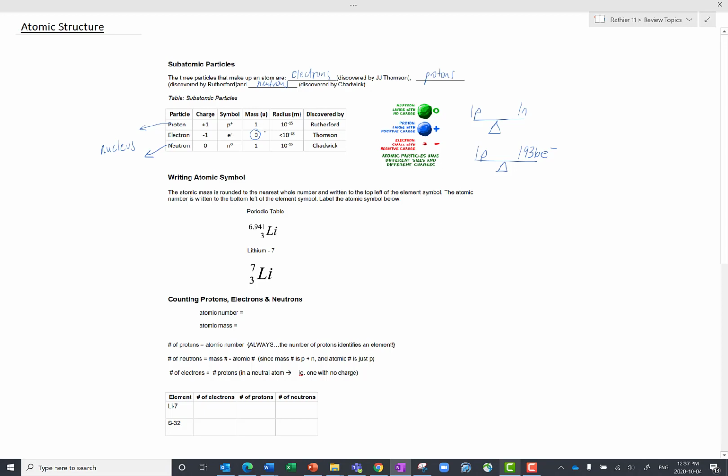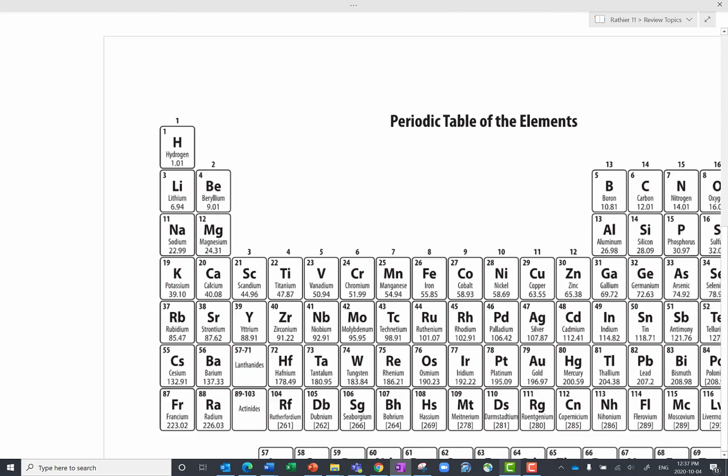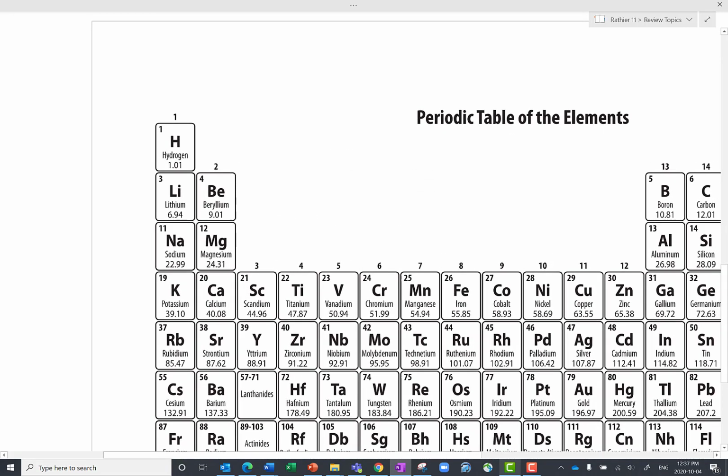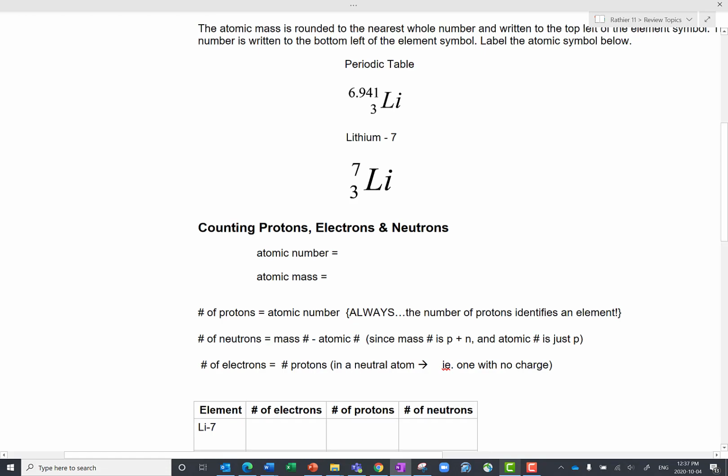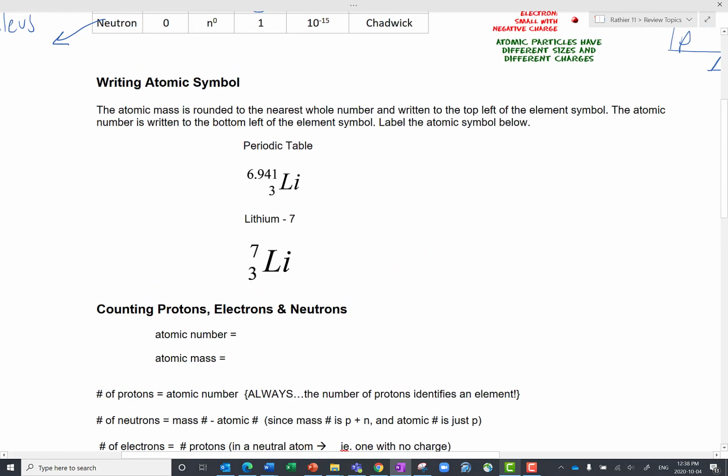So how do we know how many of these protons, electrons, and neutrons there are in a given atom? We use the information that's given to us in the periodic table. The first thing that we'll do is look at what an atomic symbol looks like. So if I look at the periodic table for lithium, I can see that there is the atomic number of 3 and the atomic mass of 6.94. I have a bit more of a precise value here, but it rounds to the same. So lithium has a mass number of 6.941 and an atomic number of 3.